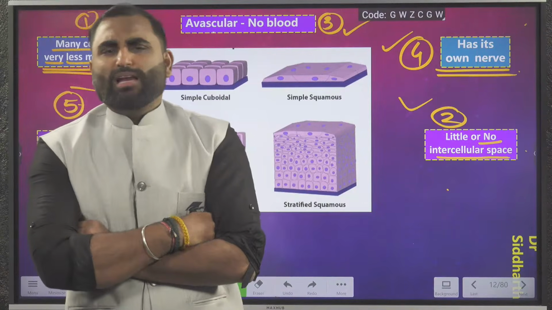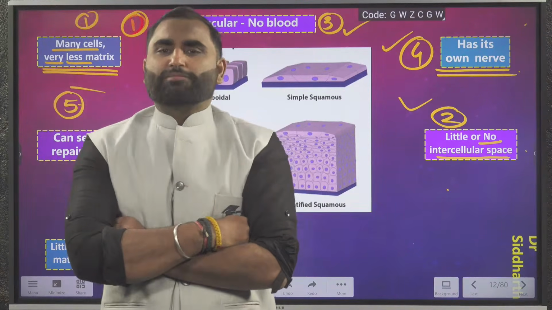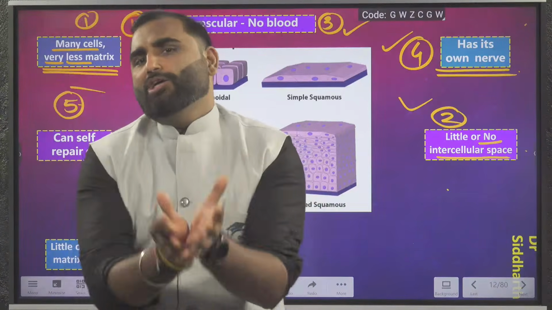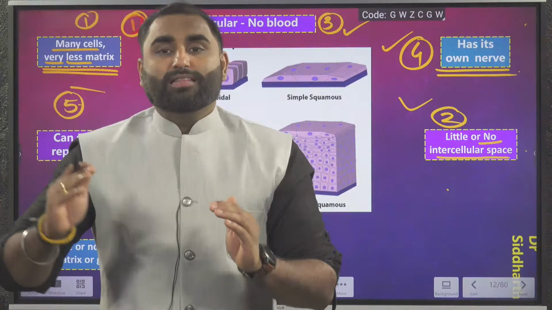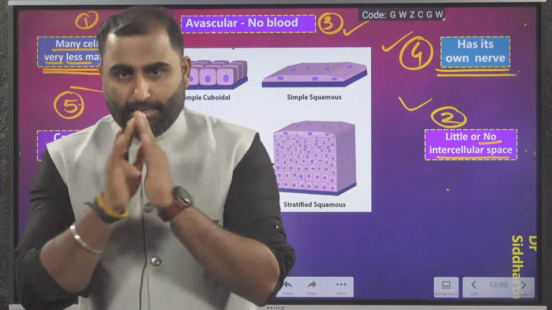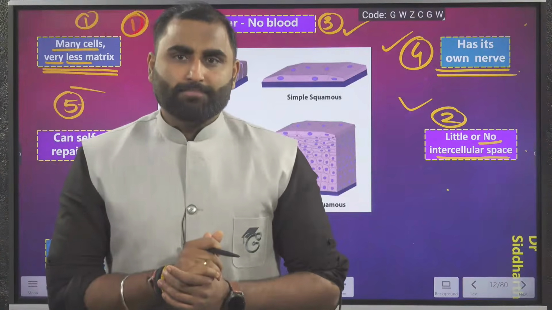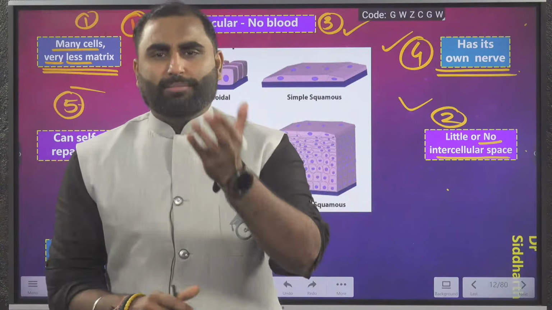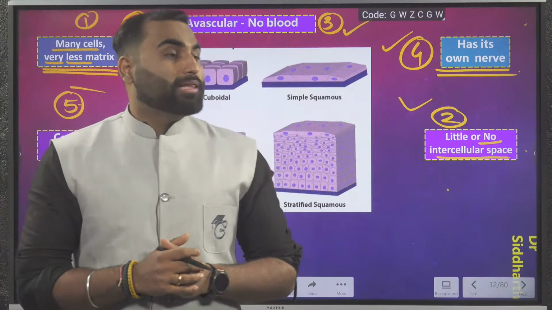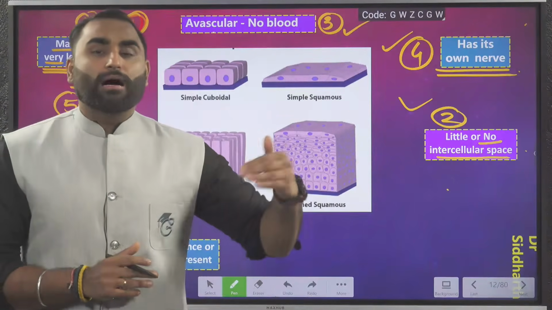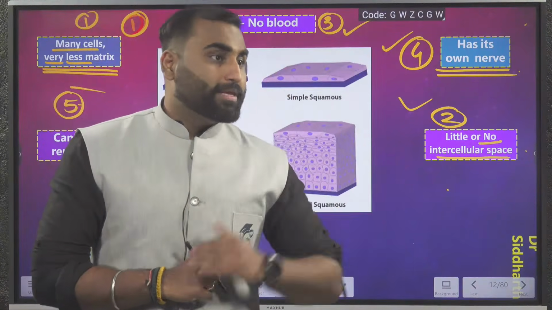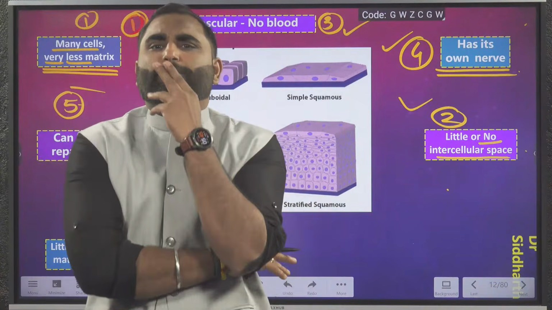Okay? Very simple, very basic classification. Epithelial tissue is basically classified into two types based upon the number of layers of cells. A single layer of cells, you call simple epithelium. Multiple layers of cells, you will call compound epithelium, or stratified epithelium.